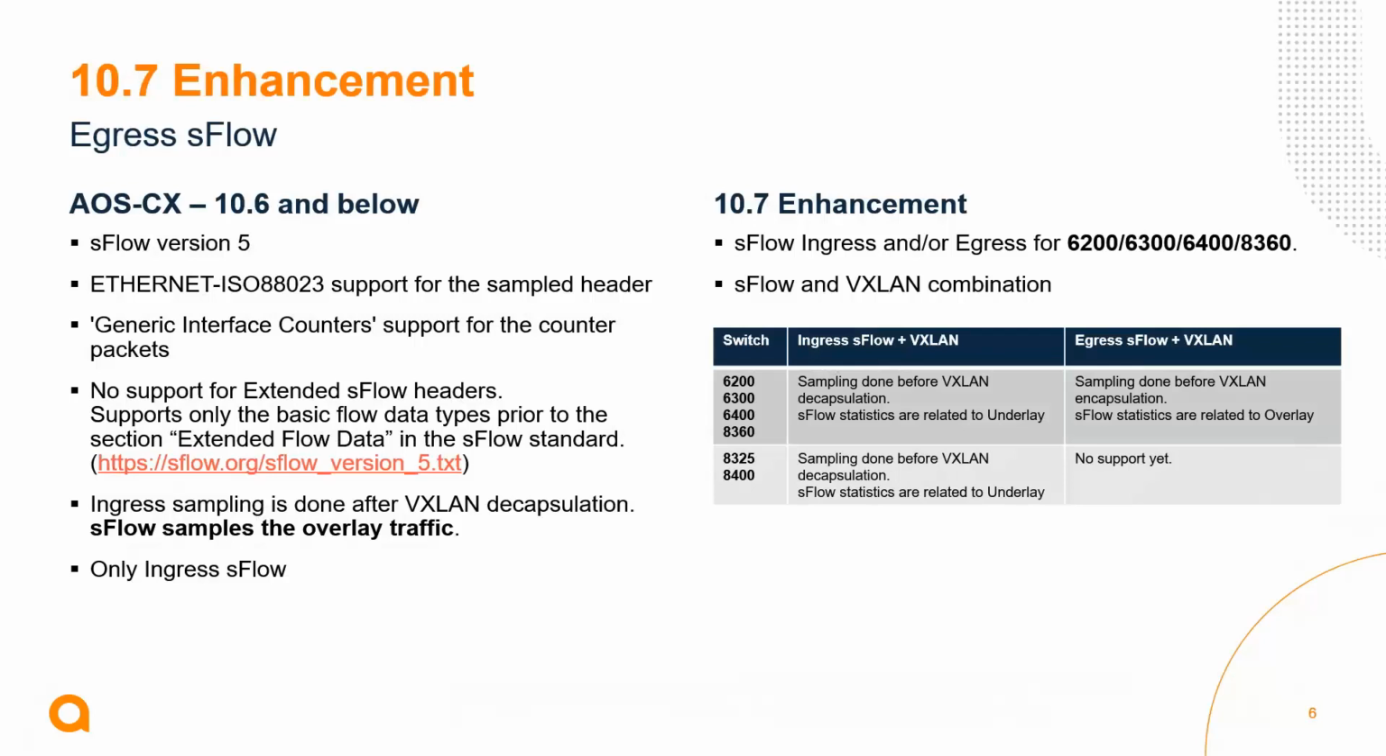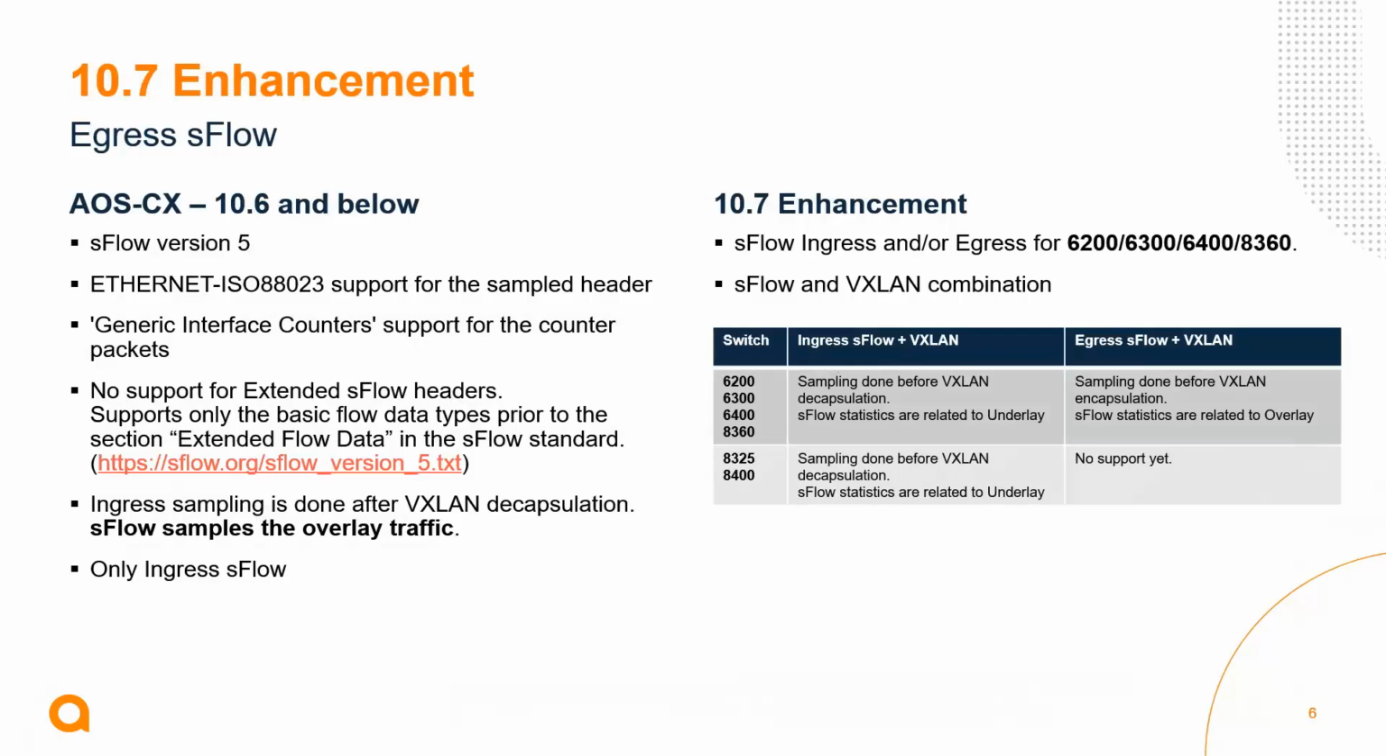Something that we also need to take care of is that the ingress sampling before 10.6 CPE, to be very accurate, is done after VXLAN decapsulation. So it means that S-Flow is sampling the overlay traffic, not the underlay. So you don't have the VXLAN header. It has changed in 10.7, and it was only ingress. As a 10.7 enhancement, we now support egress direction on top of ingress for all the Rosewood-based platforms, that are the 6200, 6300, 6400, and 8360.